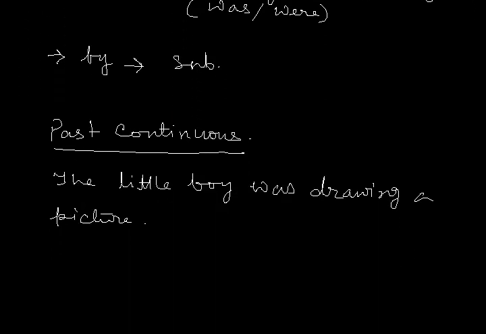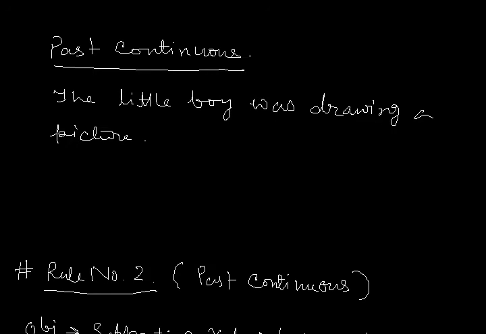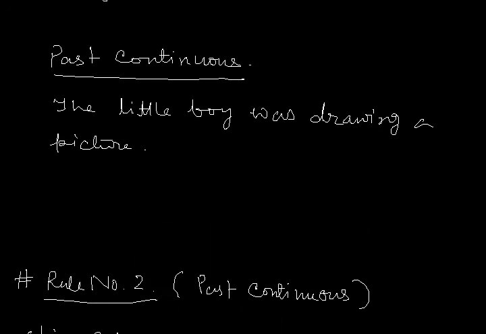Now let's come to past continuous. Continuous means an action which is still going on. Past continuous means an action which was going on in the past. So here the little boy was drawing a picture. This is in past continuous and this is of course in active voice.